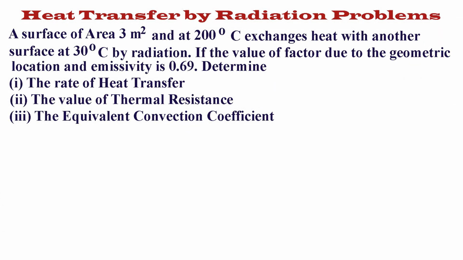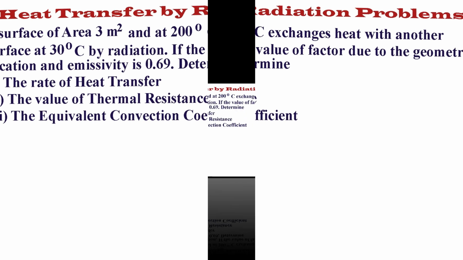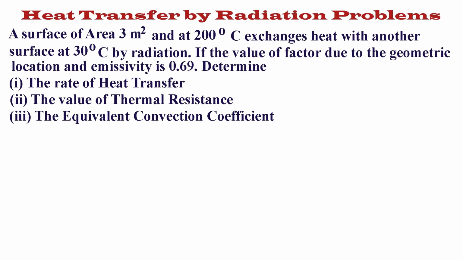Radiation problem. A surface of area 3 meter square and at 200 degrees centigrade exchanges heat with another surface at 30 degrees centigrade by radiation. If the value of the factor due to the geometric location and emissivity is 0.69, determine: first, the rate of heat transfer; second, the value of thermal resistance; and third, the equivalent convection coefficient.